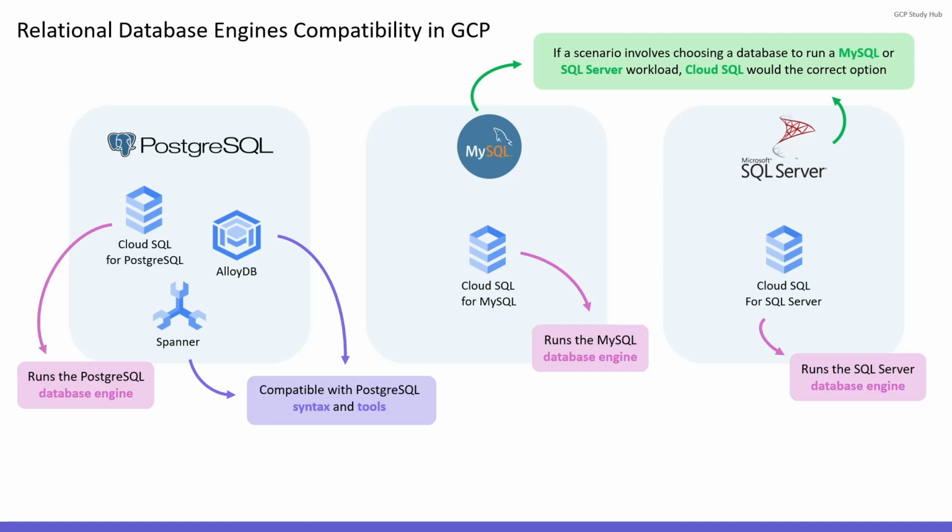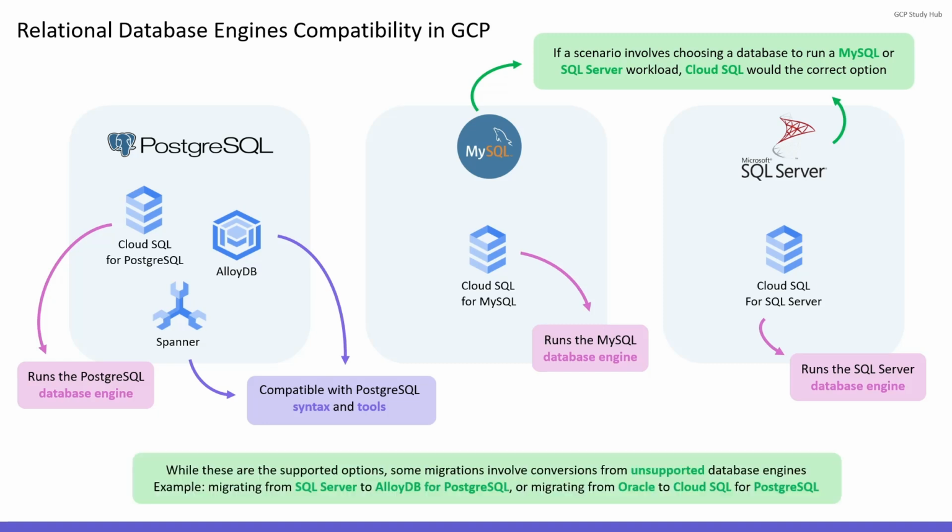Now, while the options we covered focus on supported database engines, some migrations involve conversions from unsupported database engines. For example, you might choose to migrate from SQL Server to AlloyDB for PostgreSQL or move an Oracle database into Cloud SQL for PostgreSQL. These paths require more effort during the migration phase, but allow you to move to supported database engines.